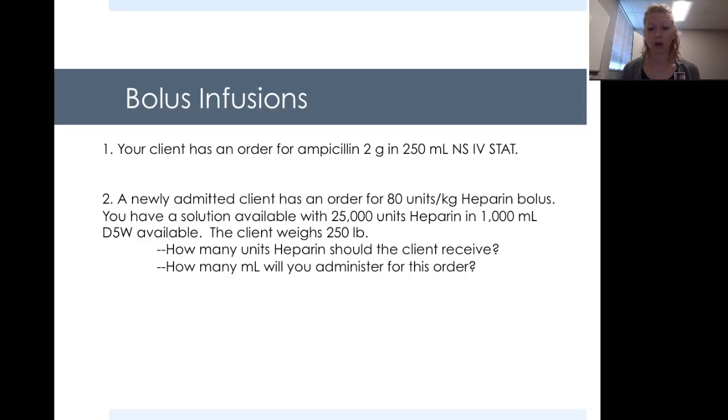Heparin is usually ordered on a weight-based dosage. So for example, a newly admitted client has an order for 80 units per kilogram heparin bolus. You have a solution available with 25,000 units of heparin and 1,000 milliliters of D5W available. Your client weighs 250 pounds. So the two questions we need to answer are how many units of heparin should the client receive? And then also how many milliliters are we going to give of this solution based on this order? So let's take a look at this together.